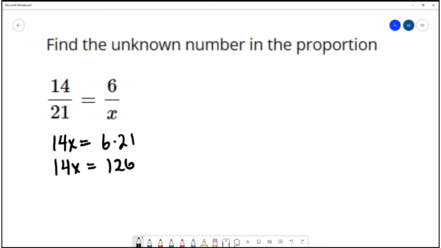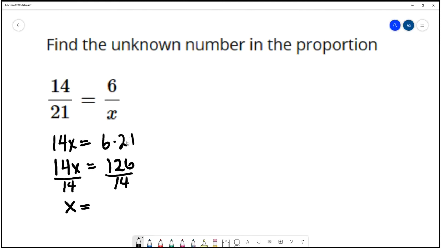Then we want to solve for x by dividing by 14 on both sides. We have 126 over 14. These are both even numbers, so I know there's a common factor of 2. And I can also see 126 is 21 times 6.